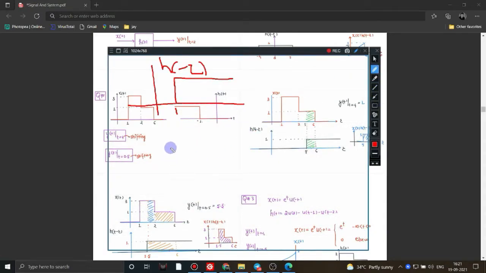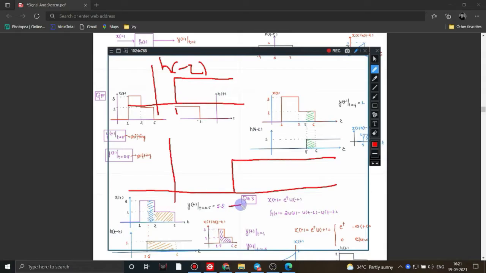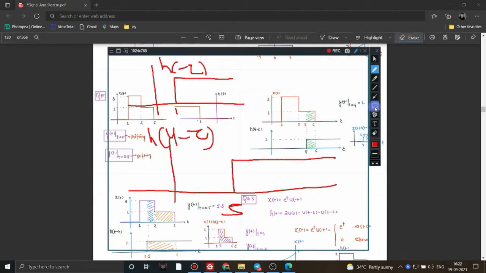So now we shift the graph by 4, and we get this graph, and this is the graph of h4 minus tau.